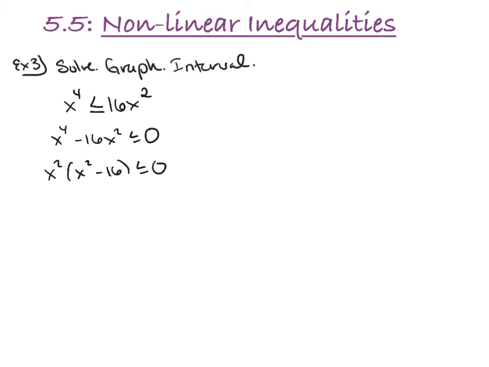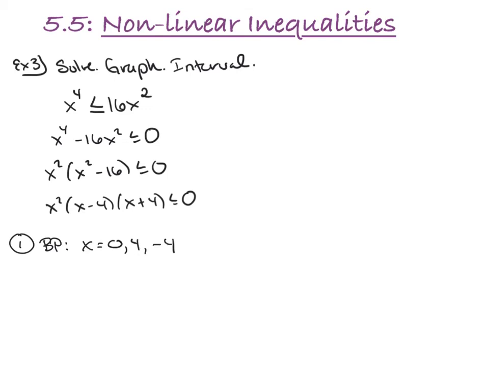And that leaves us with x squared times x minus 4 times x plus 4 is less than or equal to 0. Very cool. Okay, so step number 1, our boundary points. They would be x equals 0, 4, and negative 4, looking at the factored version of our inequality here. Okay, second step is our sign chart.